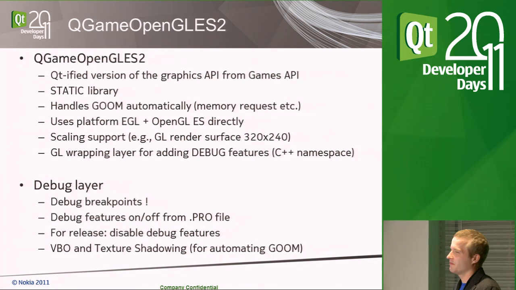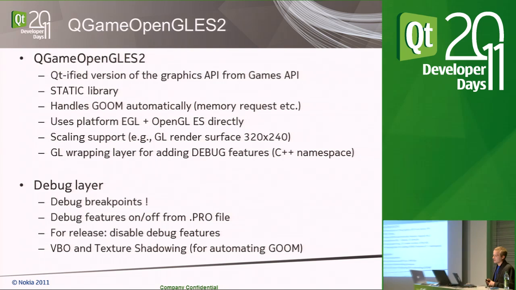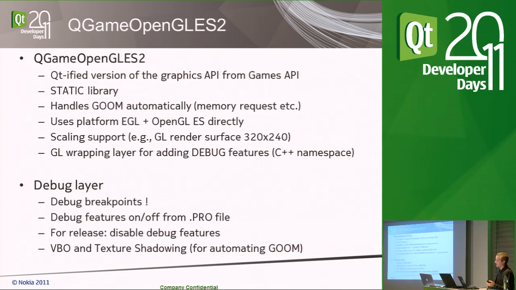Mika mentioned also about the stuff with the graphics, mainly the GOOM and other things, and we decided to create another API for that and to simplify the process for developers. It's called Qt OpenGL ES2. It's a Qtified version of the graphics API from the games API again, and it's a static library. And it handles the GOOM automatically, so it requests the memory, graphics memory, and all those things. It goes to the platform GL directly, so it goes actually outside of Qt. It doesn't use Qt for the GL.